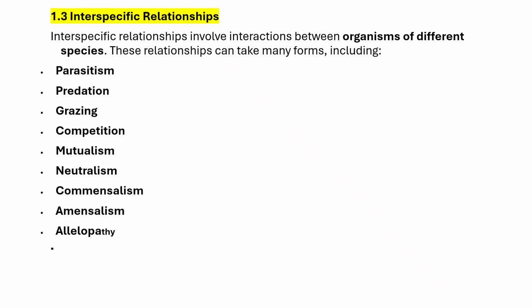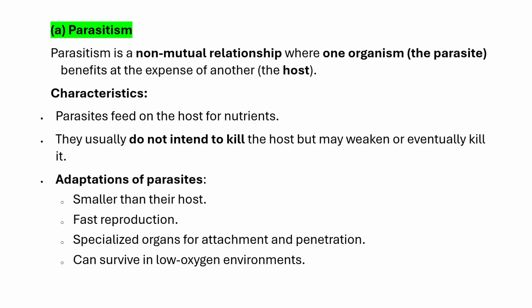So let us go to part 2, interspecific relationship. Interspecific relationship involves interaction between organisms of different species. This relationship can take many forms, including parasitism, predation, grazing, competition, mutualism, neutralism, commensalism, and allelopathy.